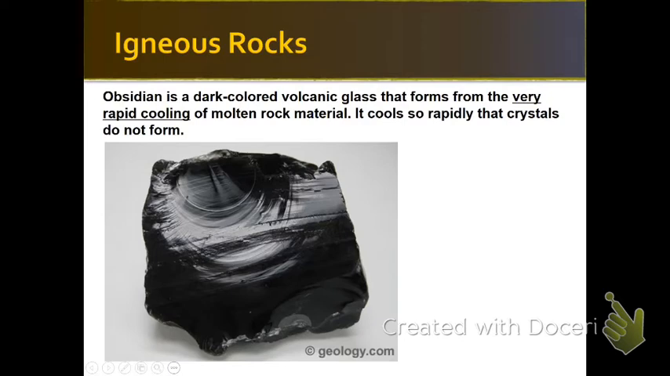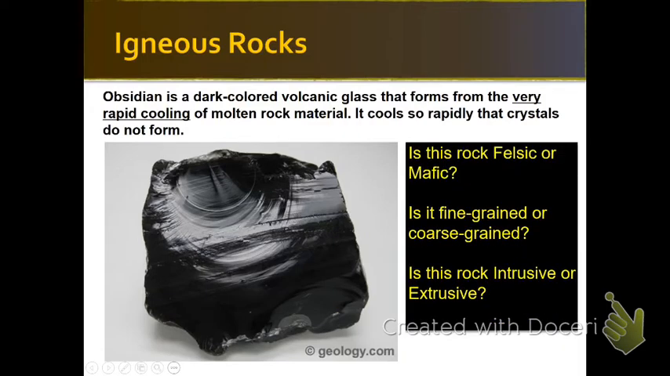All right, so here's an example of a rock. Obsidian is a dark-colored volcanic glass that forms from very rapid cooling of molten rock material. It cools so rapidly that crystals do not form. So, felsic or mafic? Well, we can tell by looking at the color that it's mafic. Fine-grained or coarse-grained? It is fine-grained or even no-grained because it cooled off very quickly and we don't see any of those big crystals.